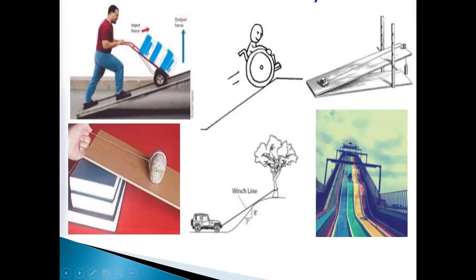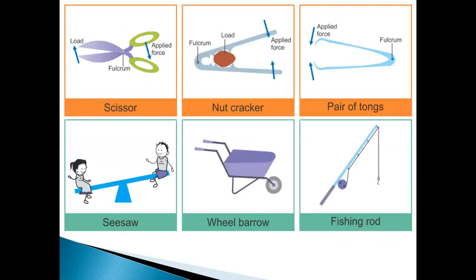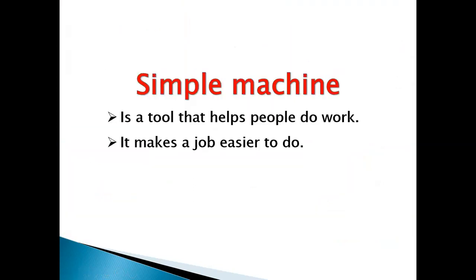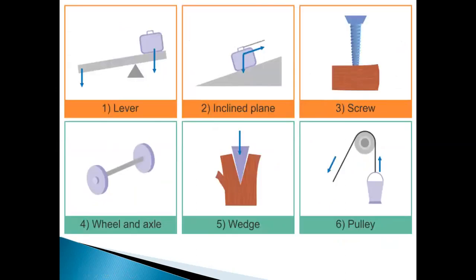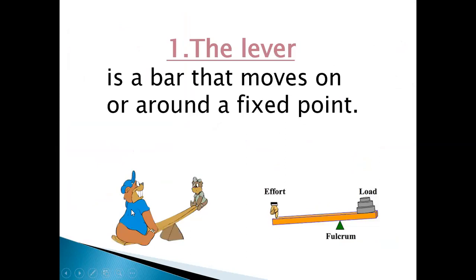So again, year 3. We have talked about push and pull force. What are simple machines? They are simple tools for people to do work, to make their work easier, to make their lives easier. And there are 6 types. We have taken the lever, the inclined plane, and the pulley, and the wheel and axle. The lever is just a bar that's moving around the fixed point. This is what I want you to know. Bar moving around the fixed point.